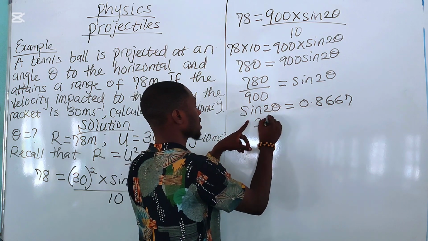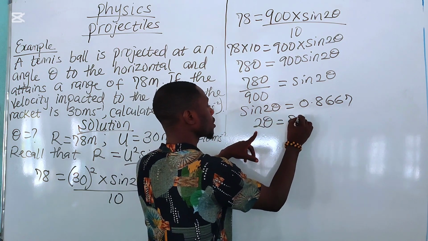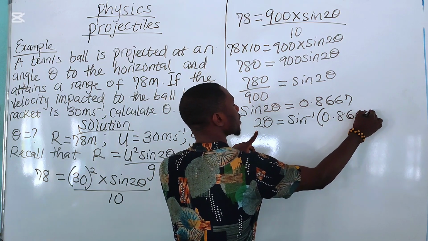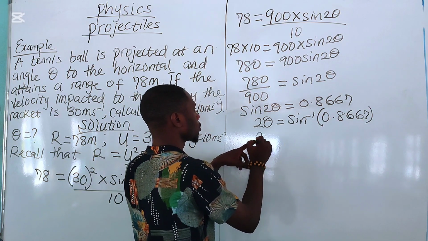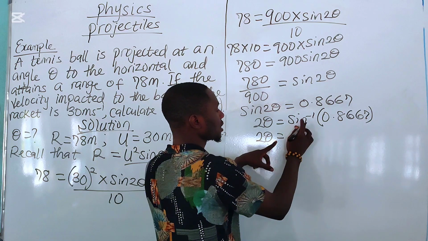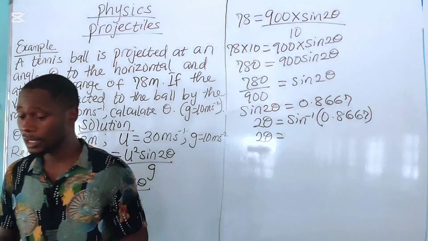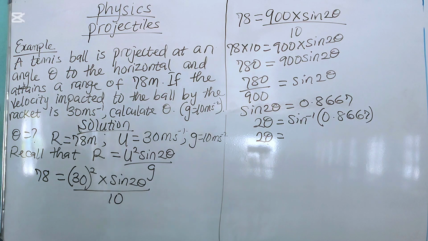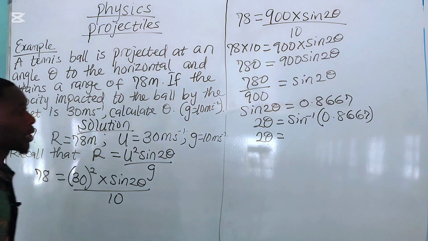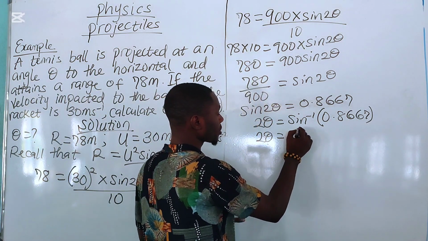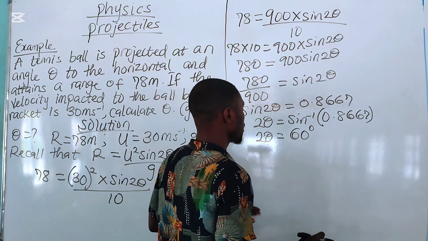So 2 theta will now be equal to the sine inverse of 0.8667. Still use your calculator. Okay, so the sine inverse of 0.8667 is approximately 60 degrees.